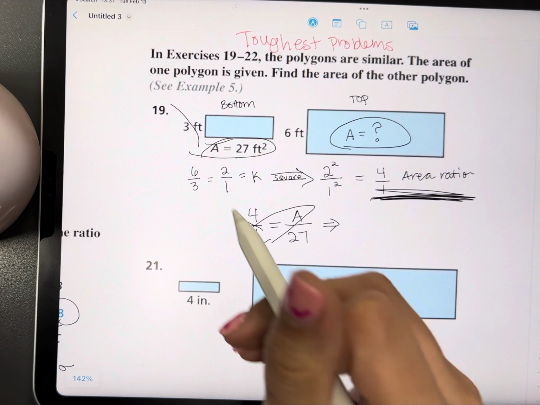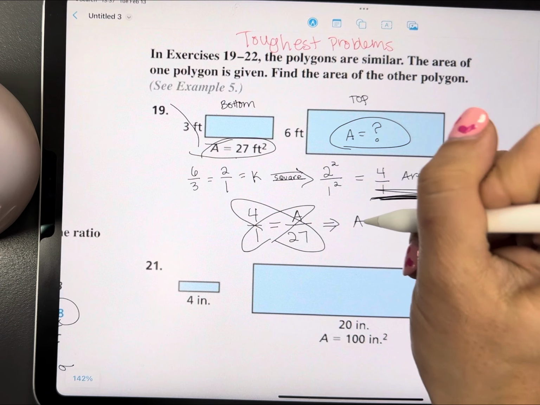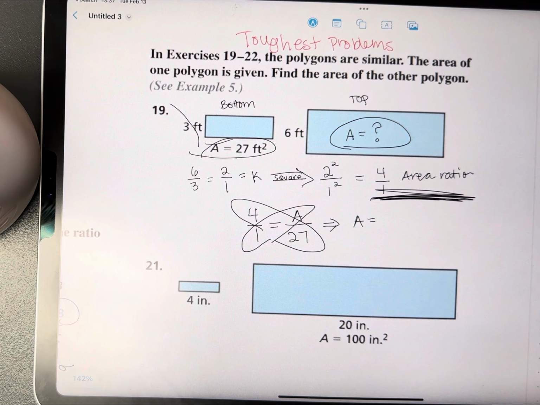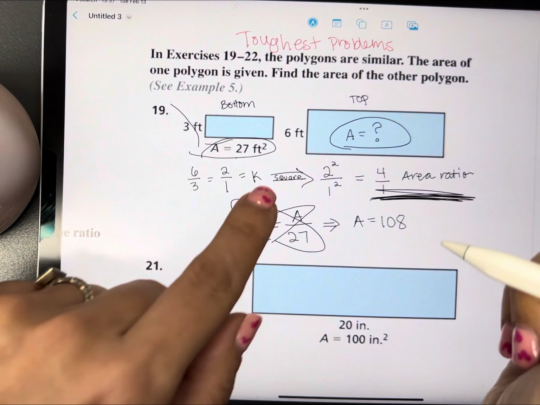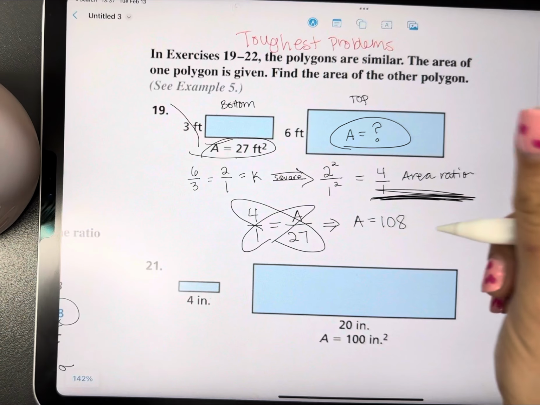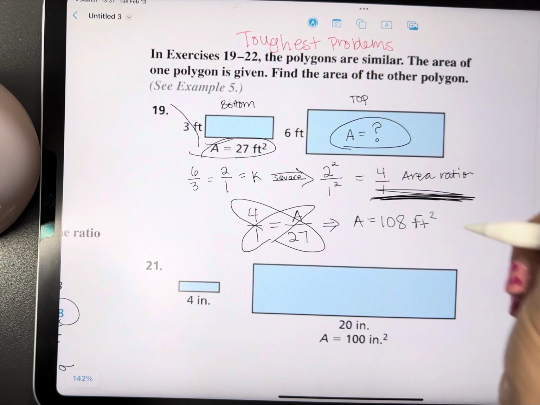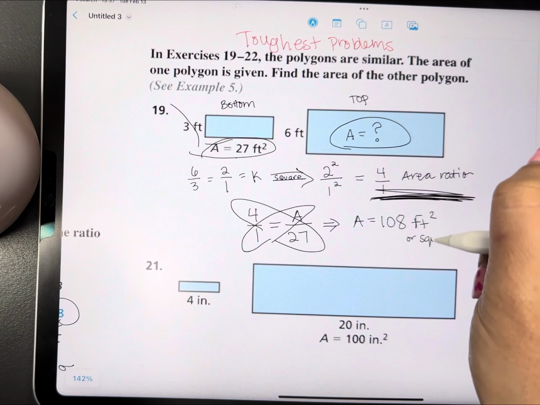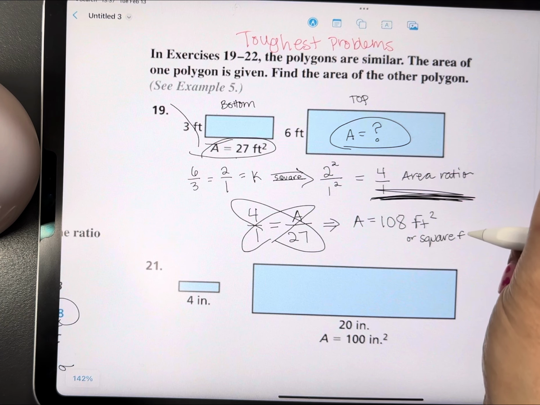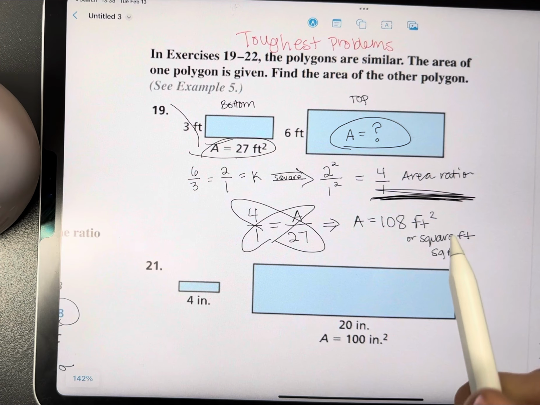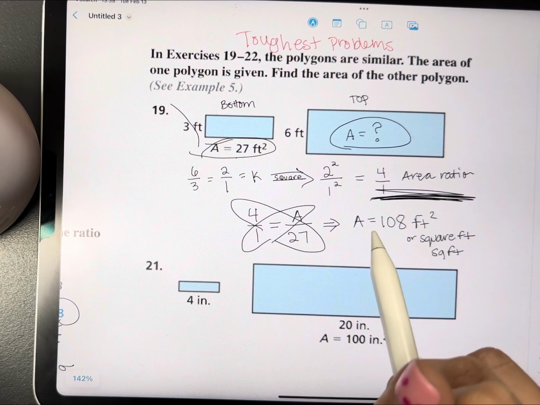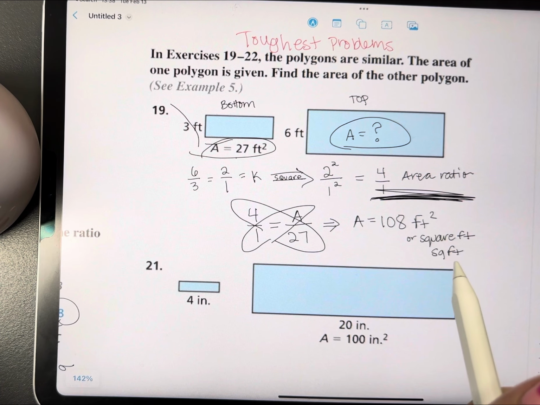Cross multiply. And area equals 4 times 27, which is 108. Units are feet squared. Or you can say square feet. But do not forget units. And for area, units are always squared, squared, squared.